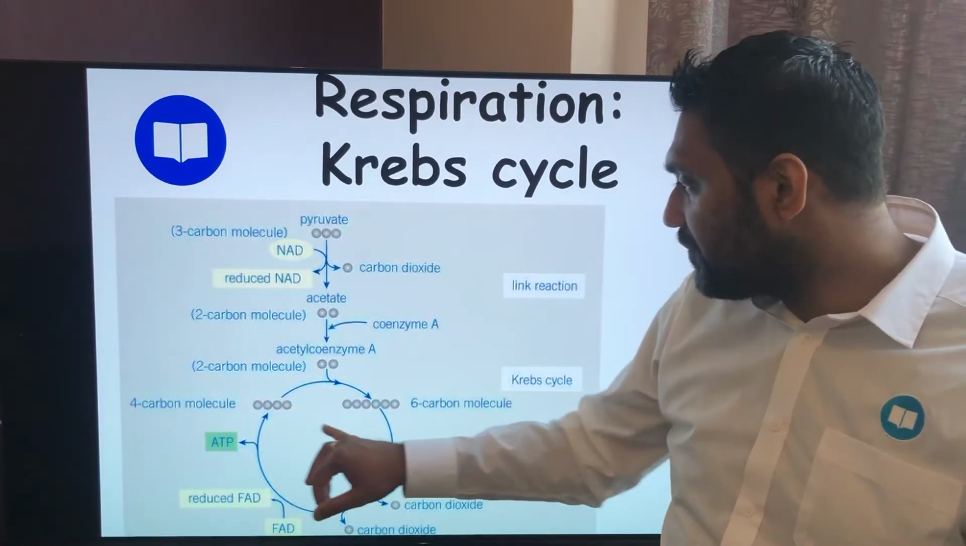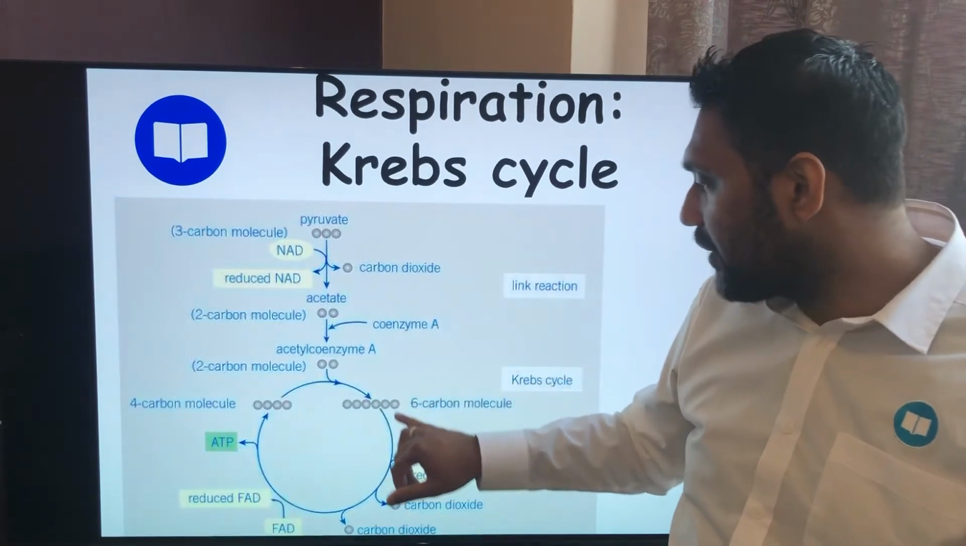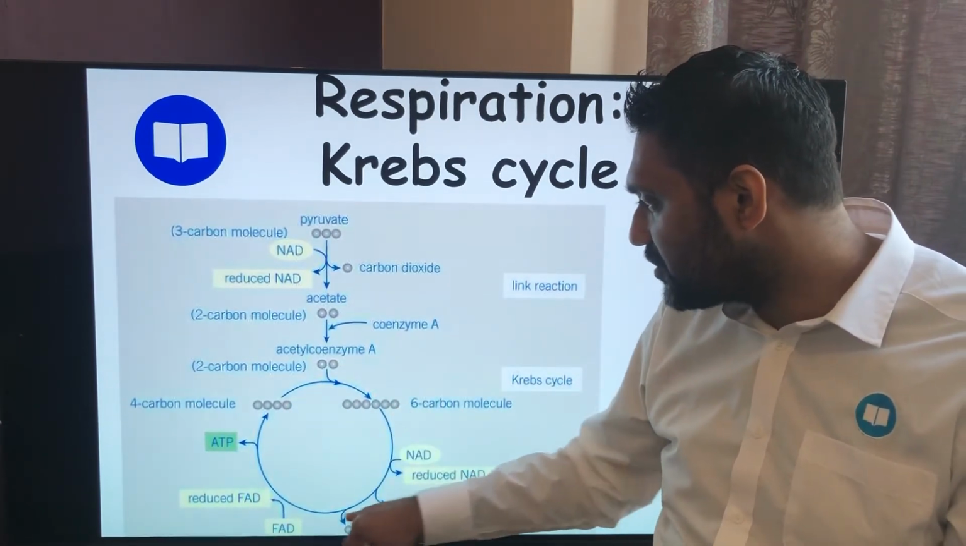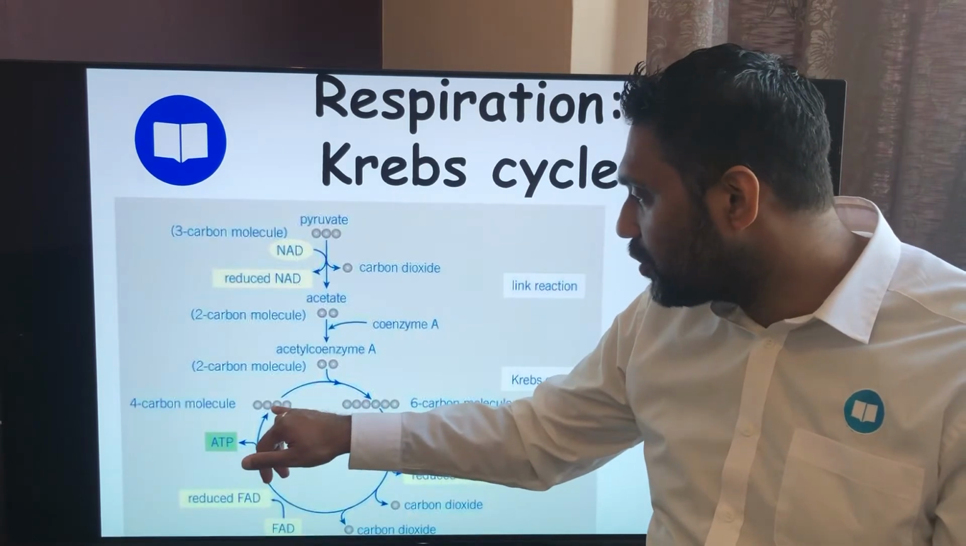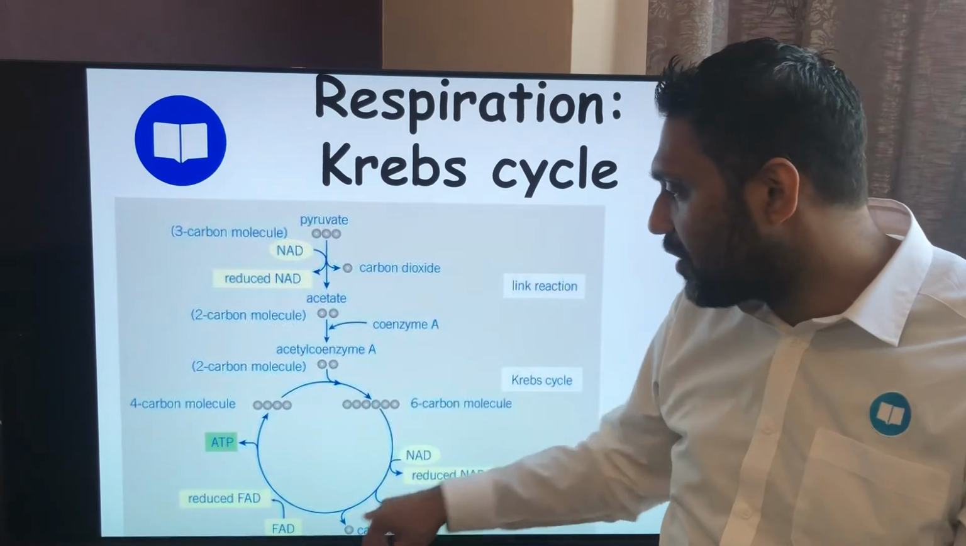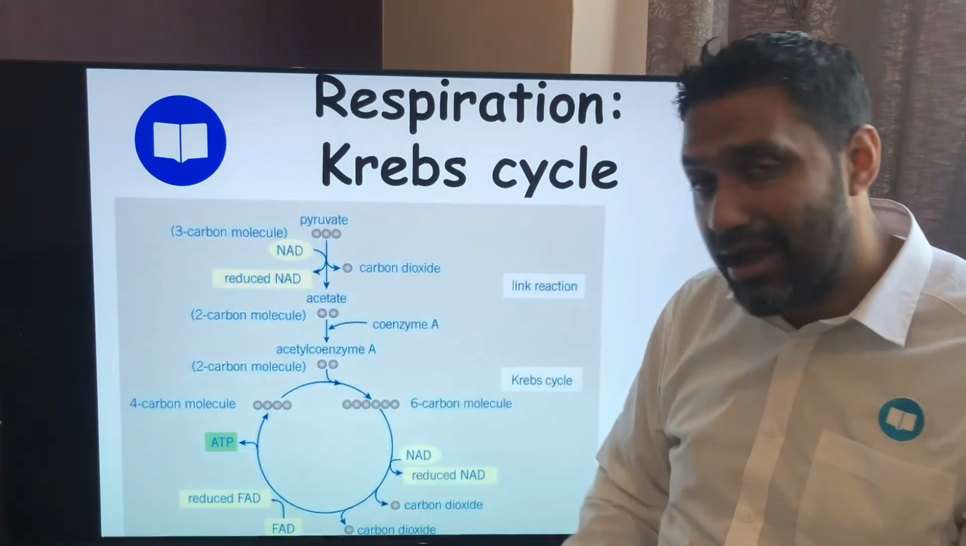and what you eventually get then is it will get recycled and go all the way back, because you've lost 2 carbons to make carbon dioxide, and therefore the 4-carbon molecule will start back from the beginning again. Acetyl coenzyme A will join on, and then the whole thing goes round and round and round.